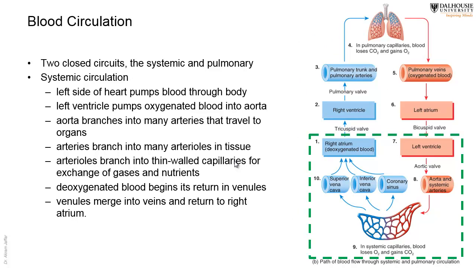This is another flow chart showing you the blood circulation. I think we went into the details, so you can study that by yourself. Just to show you here that this is what we call the systemic circulation, where the blood is pushed from the left ventricle to the aorta and its branches.